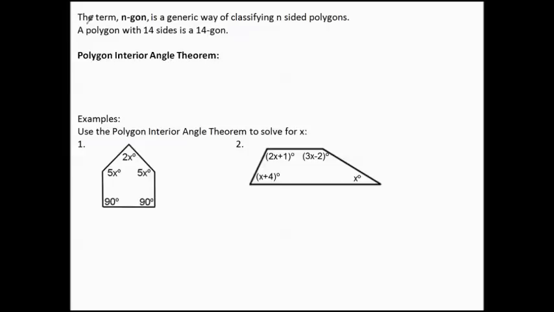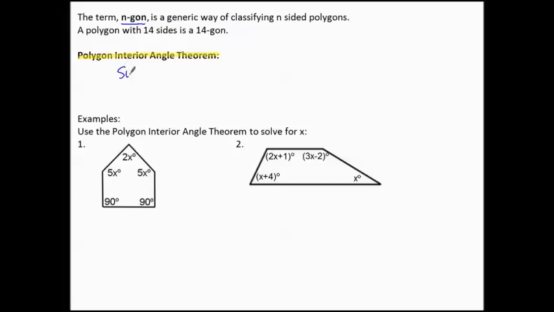First, let's make sure we all understand that the term n-gon is a generic way of classifying n-sided polygons. A polygon with 14 sides is a 14-gon. That's just when we don't have a name for it, we're going to call it that. The polygon interior angle theorem is very useful for a lot of things that we need to do, especially finding angles in polygons and using that information.